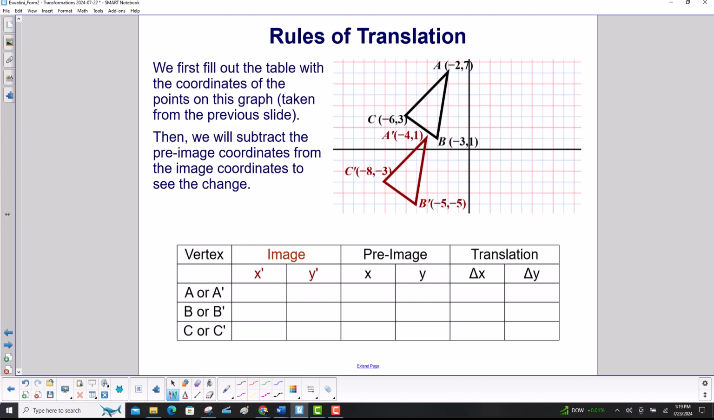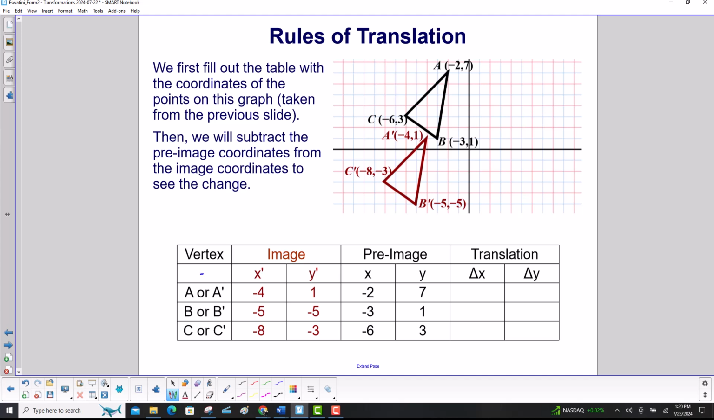We will first fill out the table with the coordinates of the points on this graph, which is taken from the previous slide. Then we will subtract the pre-image coordinates from the image coordinates, x prime and y prime, to see the change.